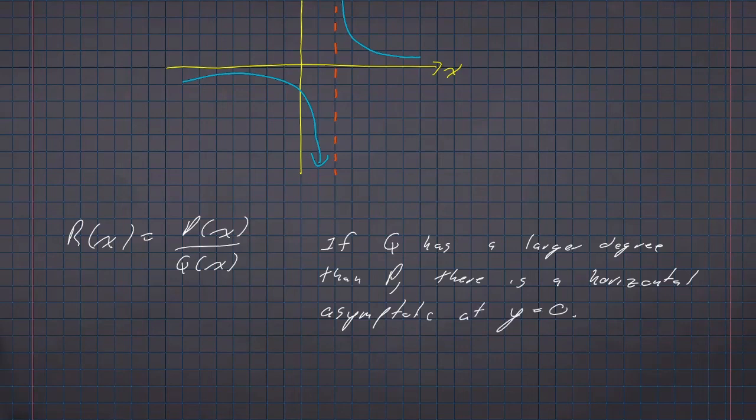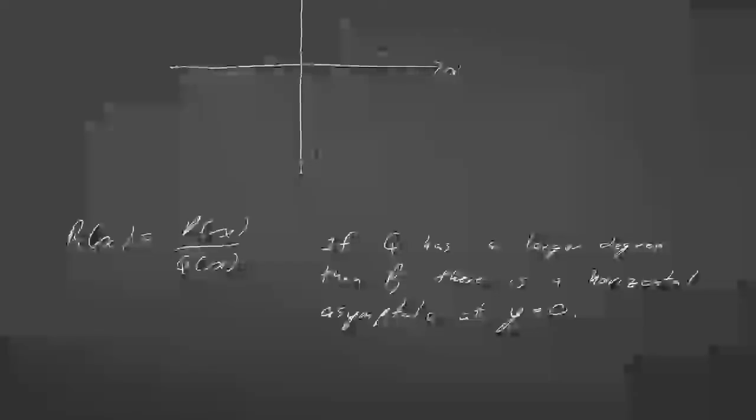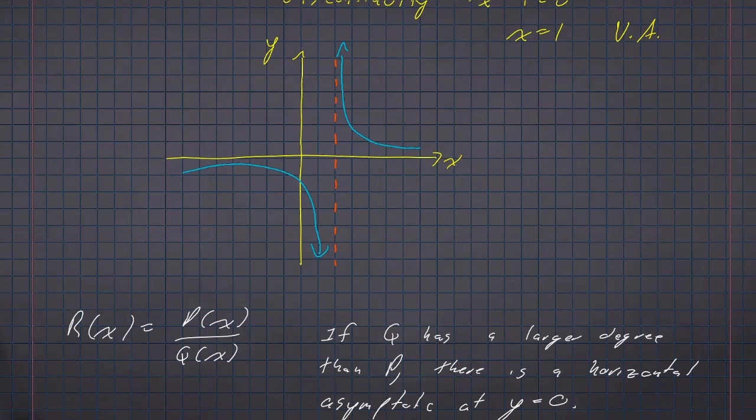If Q has a larger degree than P, the polynomial in the numerator has a smaller degree and the polynomial in the denominator has a larger degree, then there is a horizontal asymptote at y equals 0, which I did draw in this curve, although I didn't really mention it. Scrolling back up for a second, the other bit of behavior: if I go along y equals 0, the x-axis, as the graph trails off, the curve comes closer and closer to the asymptote there.